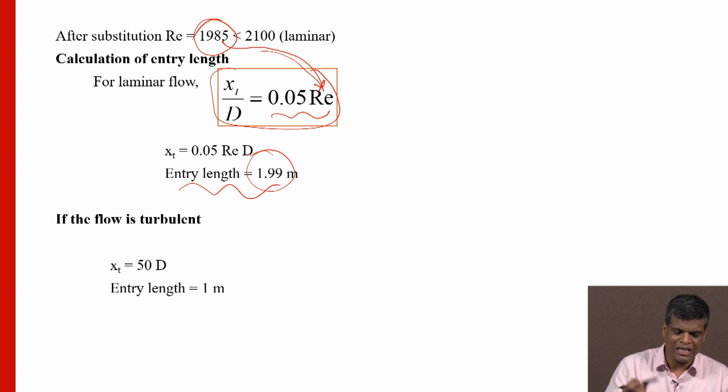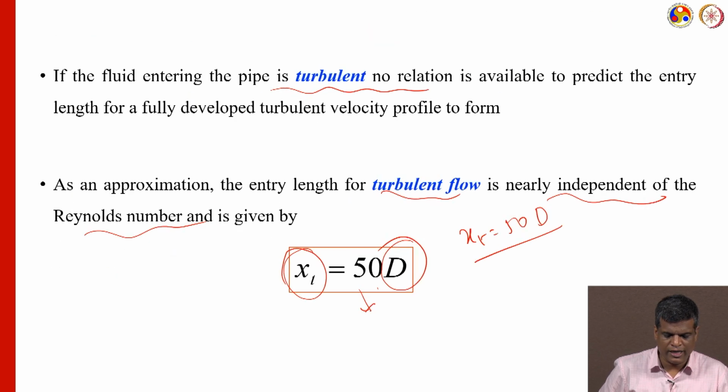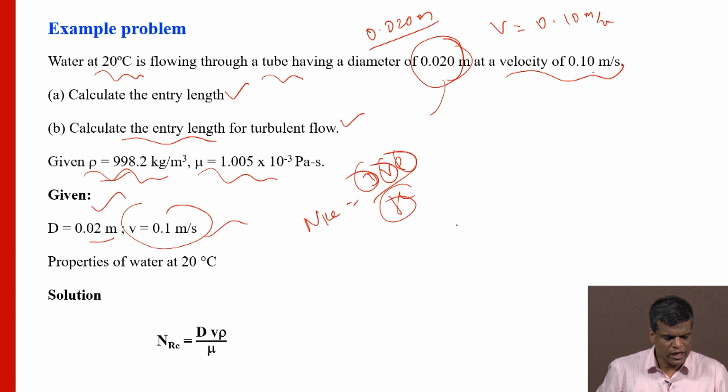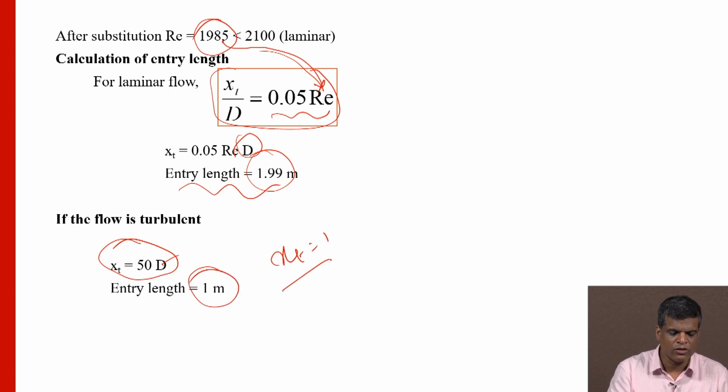But for the same flow, if it is turbulent, what will happen here? We always use Xt equal to 50 d, that is the formula we discussed here. You use this one, then you know the diameter of the pipe, you just substitute, and the entry length or transition length Xt we got is 1 meter. So for laminar flow the length is increased, and for turbulent flow the transition length decreases. That is the final concept here.